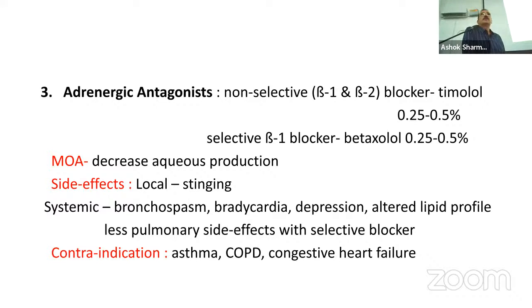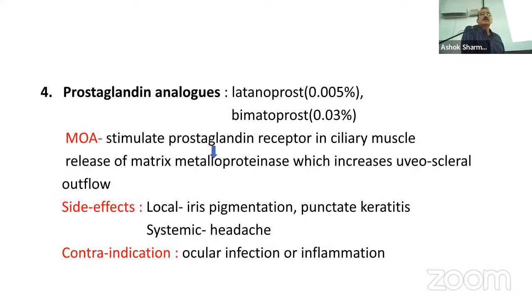Adrenergic antagonists like beta blockers were very frequently used, very economical, very effective, can cause bronchospasm, bradycardia, depression, cannot be used in young patients. Contraindications include heart failure, COPD, and asthma. Prostaglandin analogs, new group of drugs, they increase the uveoscleral outflow, very effective, have to be used once a day, right? But they have a lot of side effects. There's local iris pigmentation, punctate keratitis, and then there's enlargement of the cilia, which is taken very well by females, right? There is periocular pigmentation. We cannot use them in aphakic patients. We cannot use them in the perioperative period because they cause a lot of inflammation.